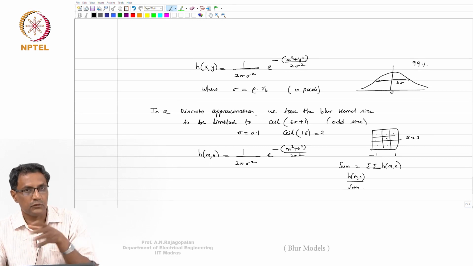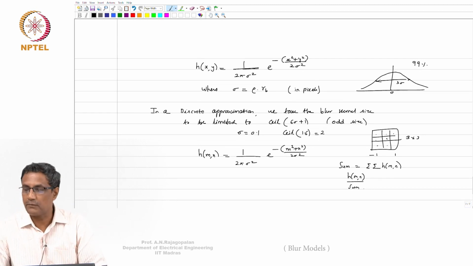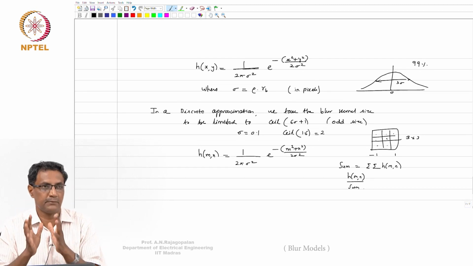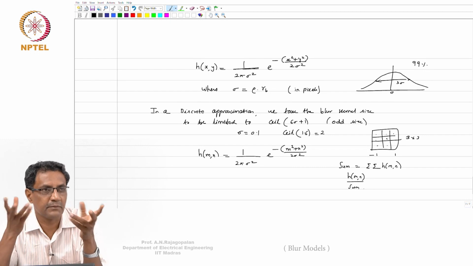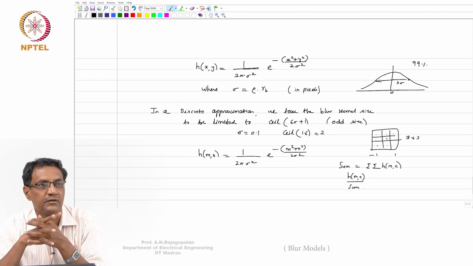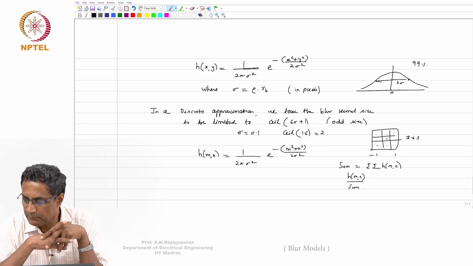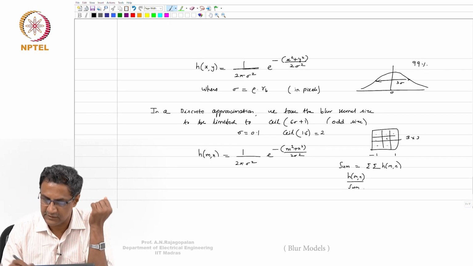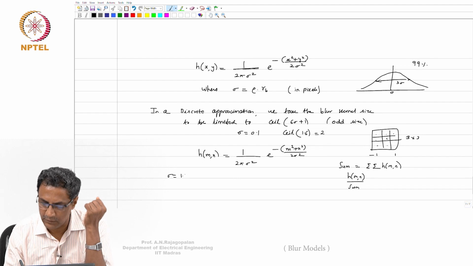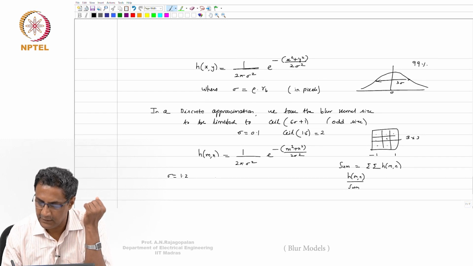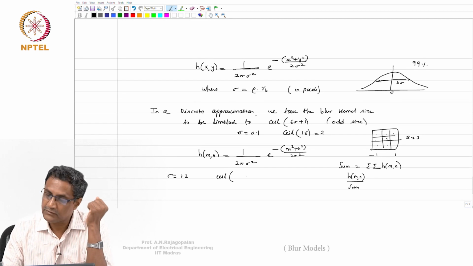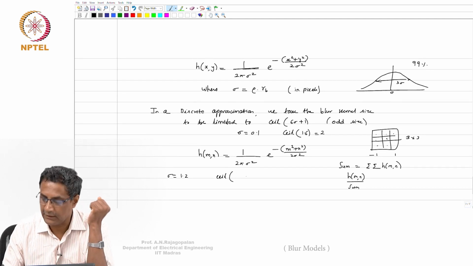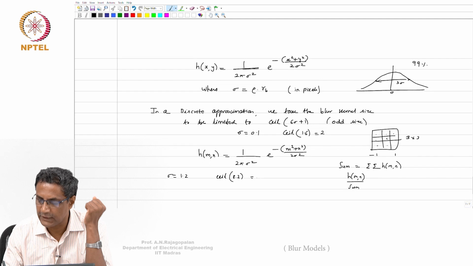Now you know that it will all sum up to 1, because you have to make sure that it is a blur kernel. It should not have something that is greater than 1 or less than 1. A simple implementation: suppose your sigma is 1.2 or something, then you get ceil of 6 sigma, which is 7.2, plus 1, so it's 8.2. So you'll take 9.